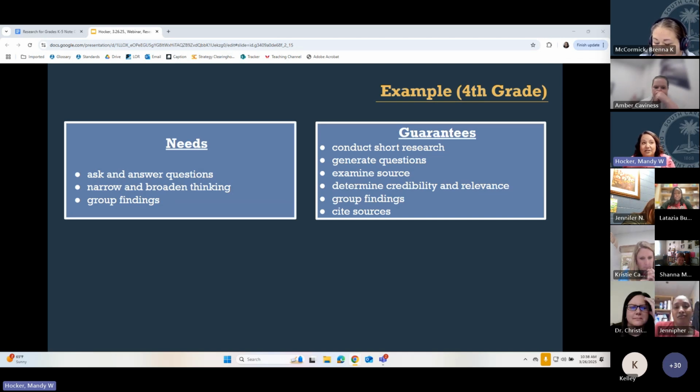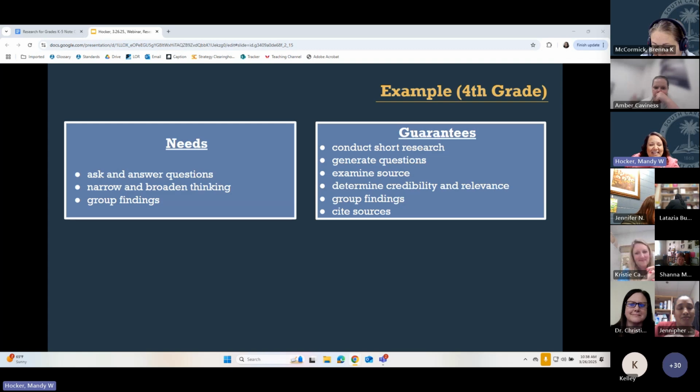First, you'll be able to conduct short research. Next, that you'll be able to generate your own questions, that you will be able to examine sources, that you can determine the credibility and relevance of those sources, that you'll be able to group findings from your research, and that you'll cite sources to avoid plagiarism. 4th grade, you got your work cut out for you, don't you?